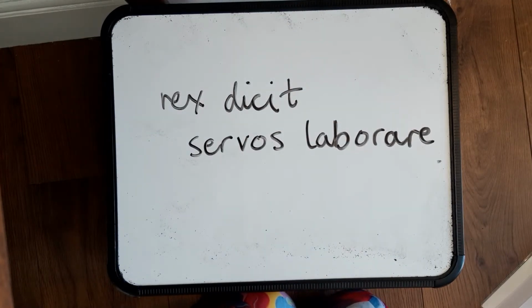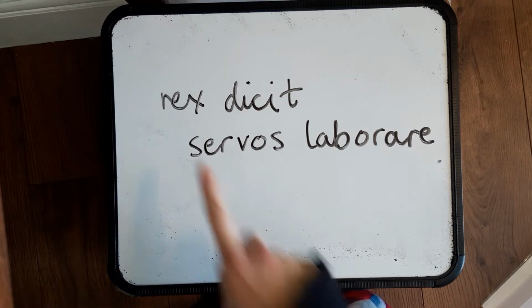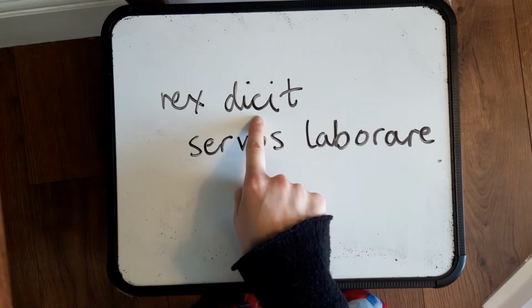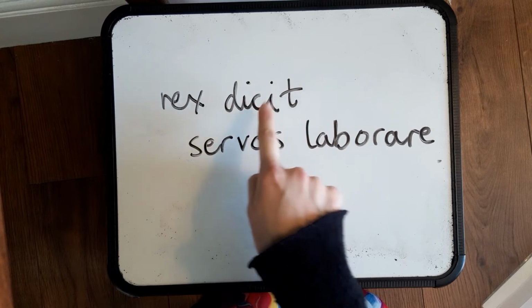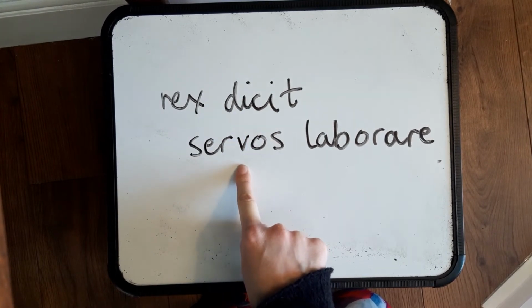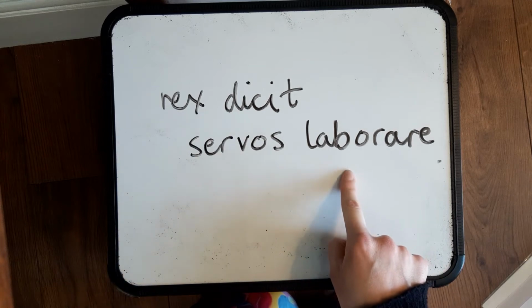Okay, so have a look at this one. This is another indirect statement. Rex dicit servos laborare. So you have the king just as a normal nominative. Then you've got your verb speaks or says. Then you've got your accusative. This time it's an accusative plural, the slaves. And then you've got your infinitive, to work.